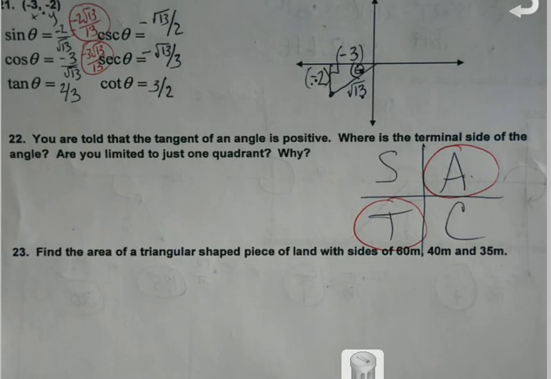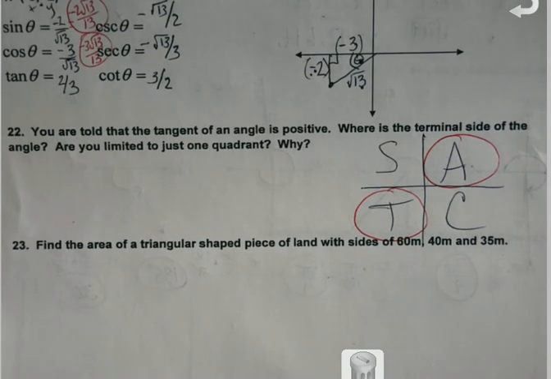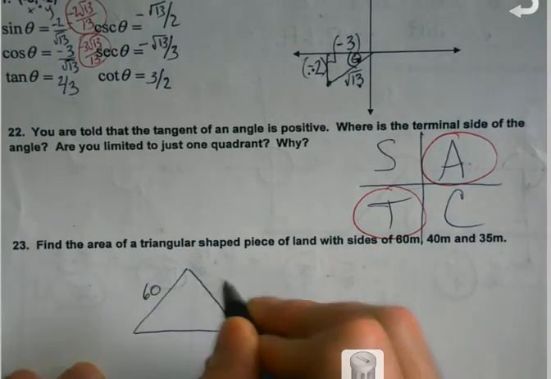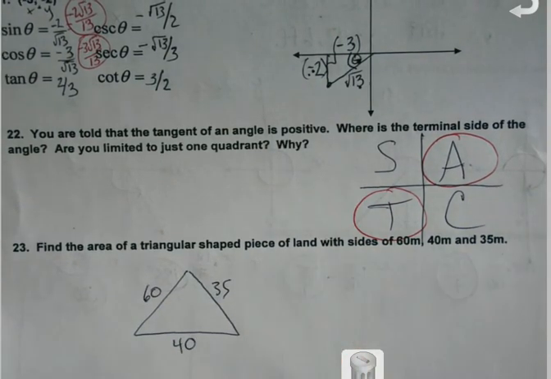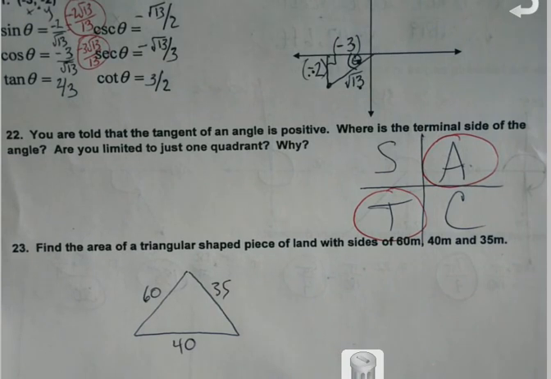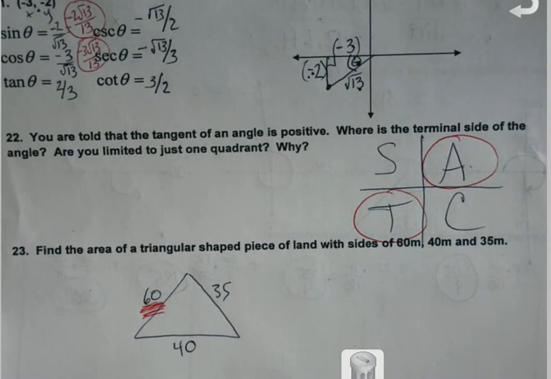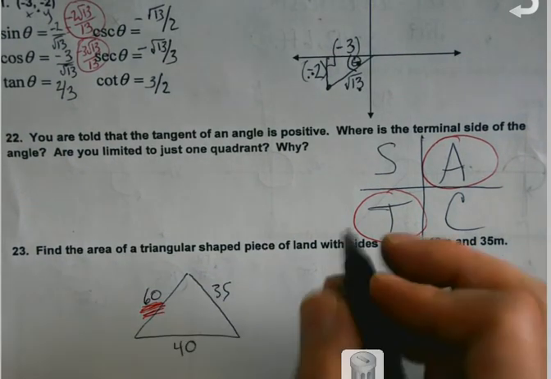All right, last one. Find the area of a triangular shaped piece of land with sides of 60 meters, 40 meters, and 35 meters. Okay. Let's see, 60, 35, 40. You're like, ooh, all sides. Yes. So I'm going to need an angle to be able to get my area. So remember, when we're using the law of cosines with 3 sides, use the biggest one. And then again, we've got our formulas for these.